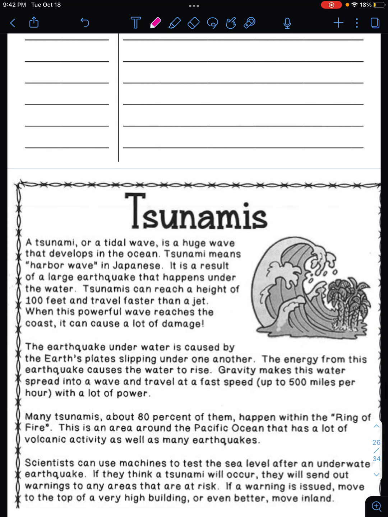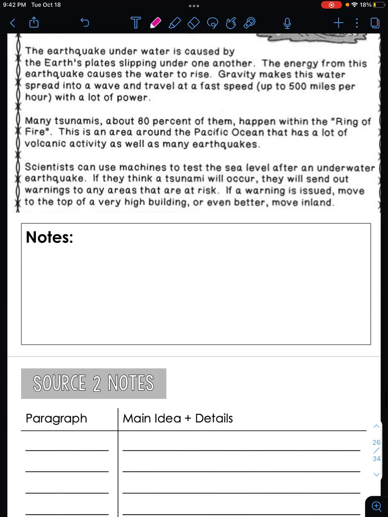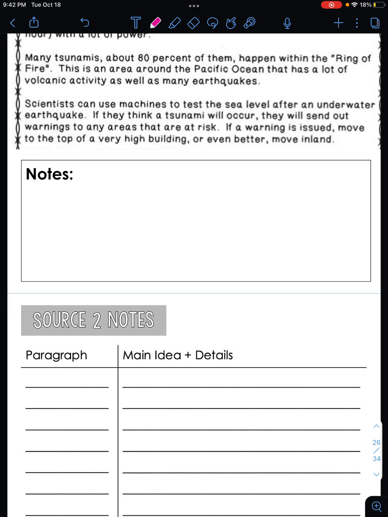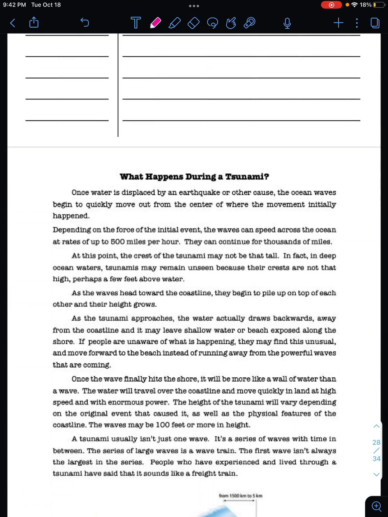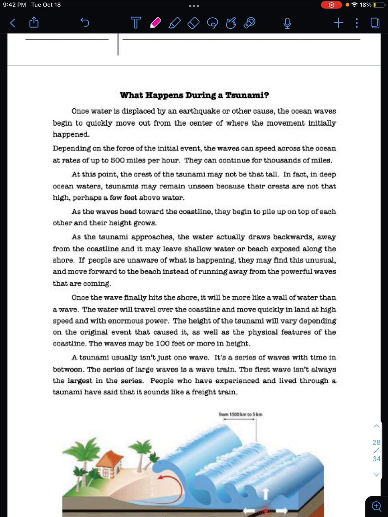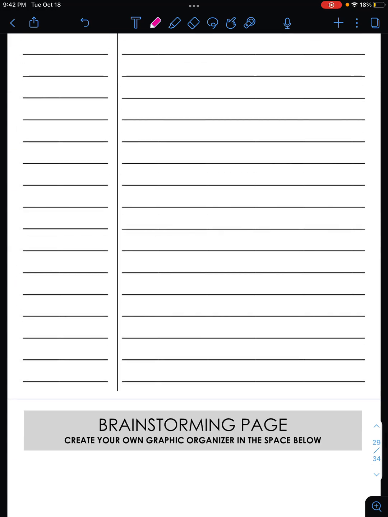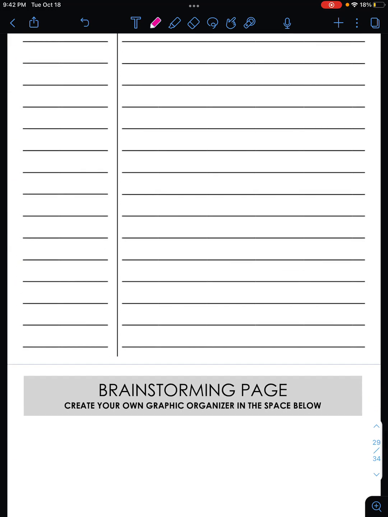Okay, this is resource number 2. So source number 2. Okay, same thing. You have notes here, and then you have source notes that you can take here as well. Okay, and then this one is source number 3. Okay, you're going to have your little paper where you could take notes here.